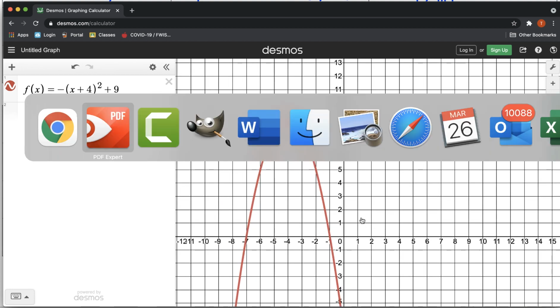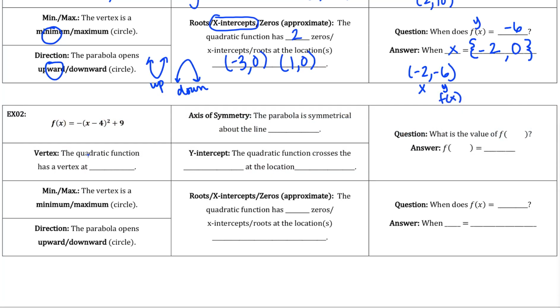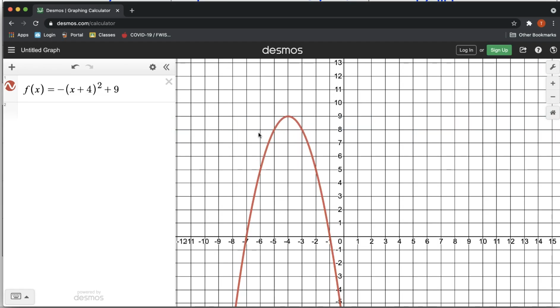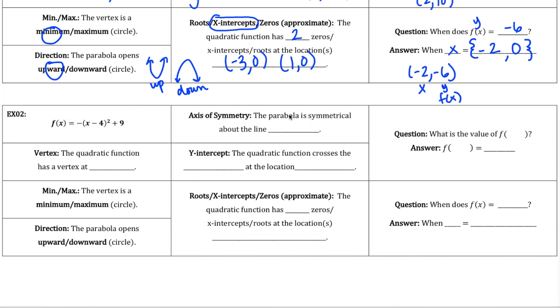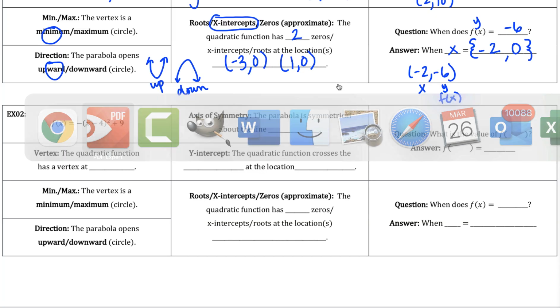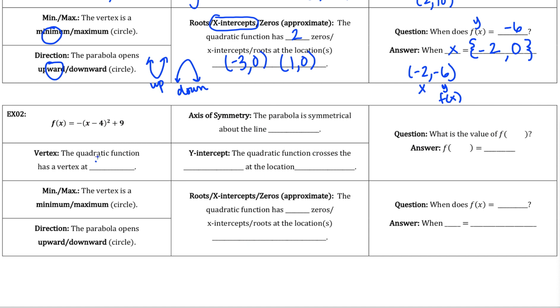So, it says vertex, so that's where it turns, or the corner. So that's right here, negative 4, comma 9. Let me actually click that. There we go. Negative 4, comma 9. So the quadratic function has a vertex at negative 4, comma 9.